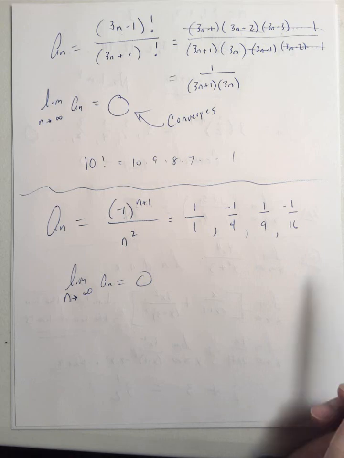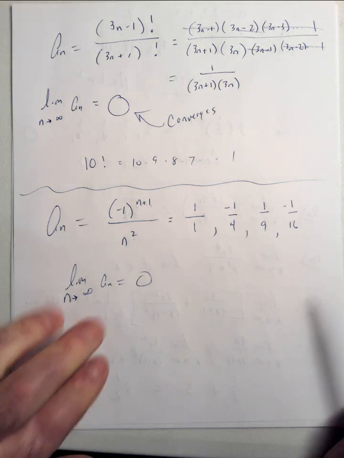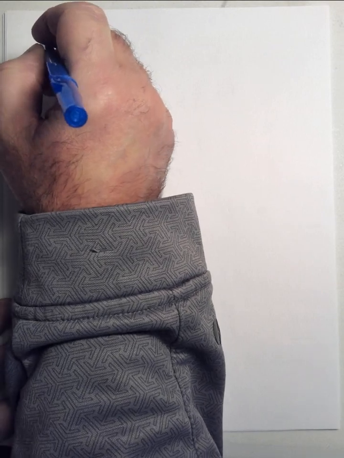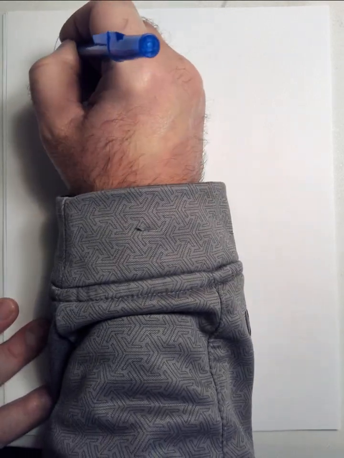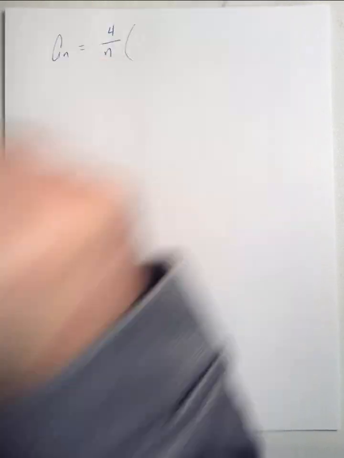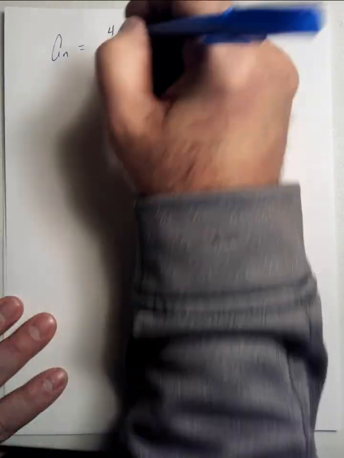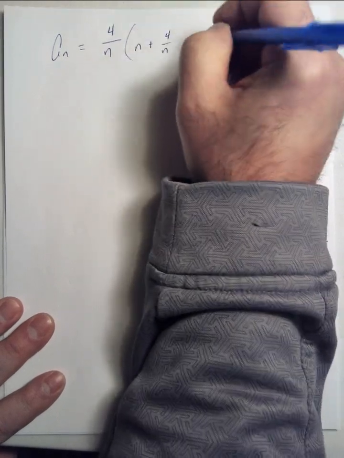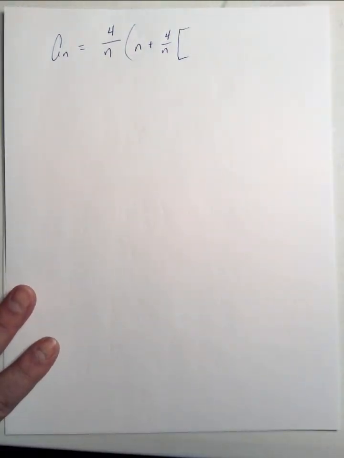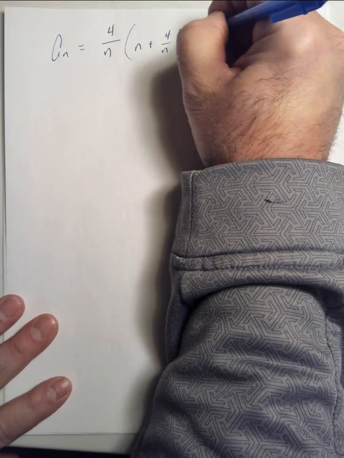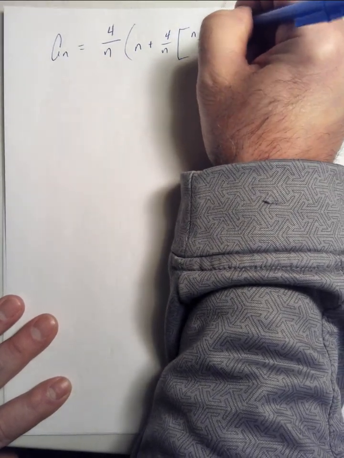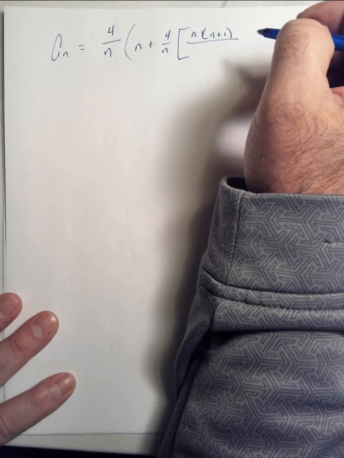Okay, so now the last two examples that I have for you in this section are two of the most important examples because they lead directly into 12.5. The first one, my function is a sub n equals 4 over n, times the quantity n plus 4 over n, times the quantity n times n plus 1, over 2.